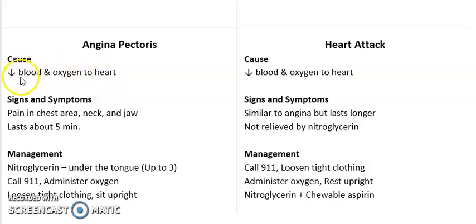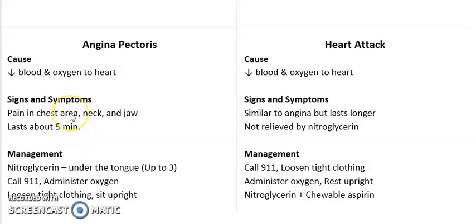You'll have lower blood and oxygen to the heart. So the blood did not get to the muscle of the heart all the way, whether it was a clot or something else. What we will have is the signs and symptoms: pain in the chest area, the neck, and the jaw. It will last about 5 minutes and it'll be relieved.